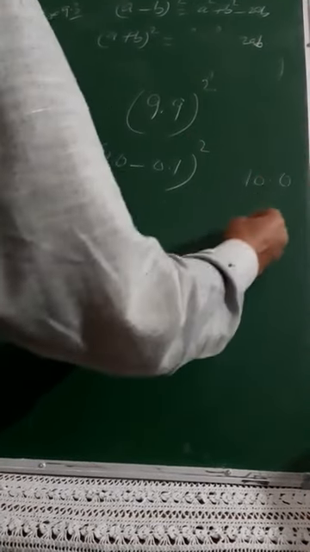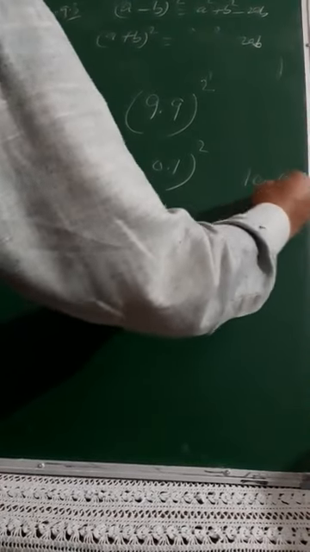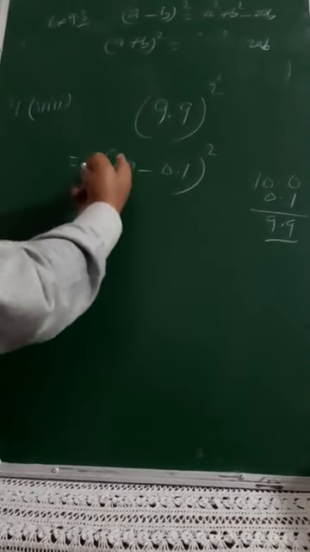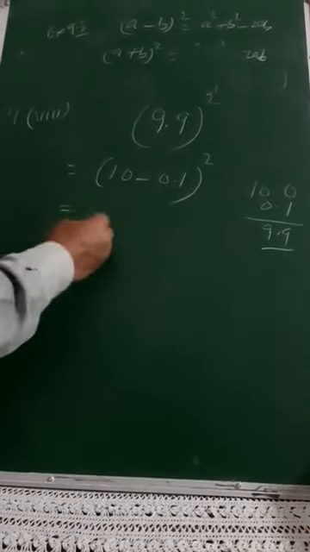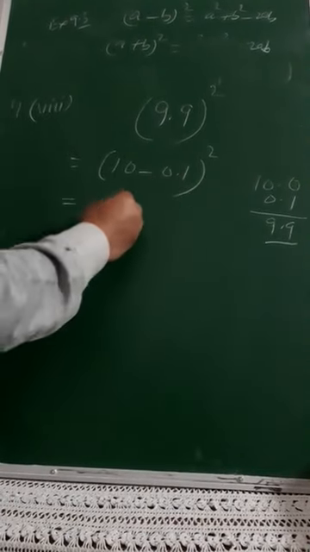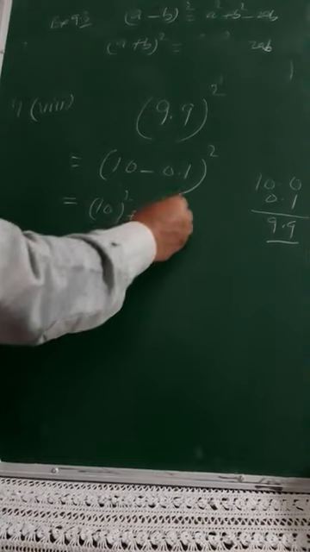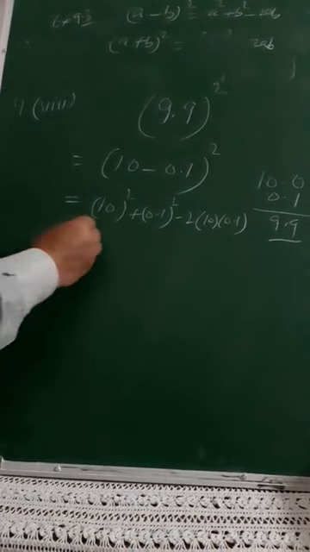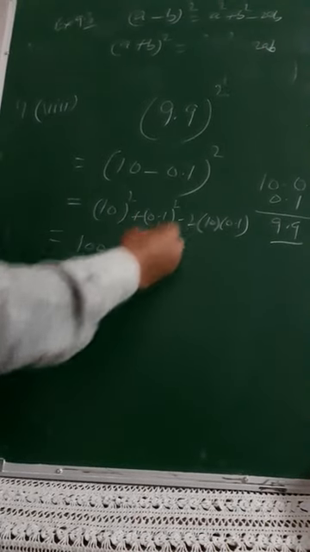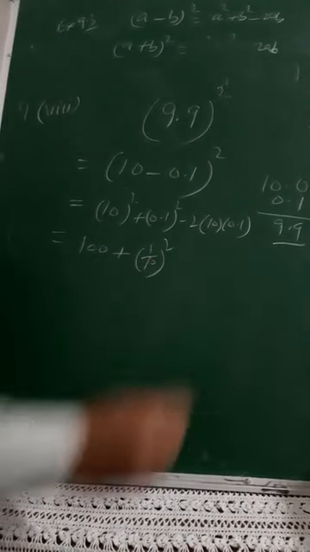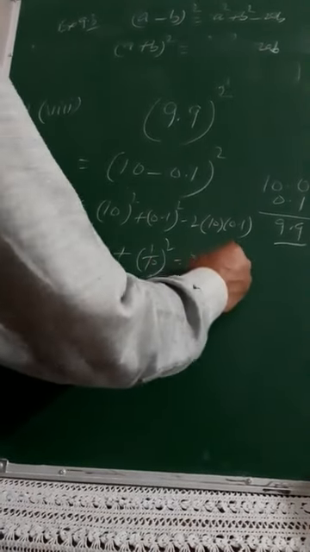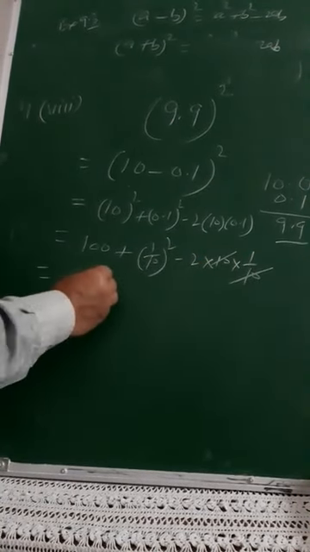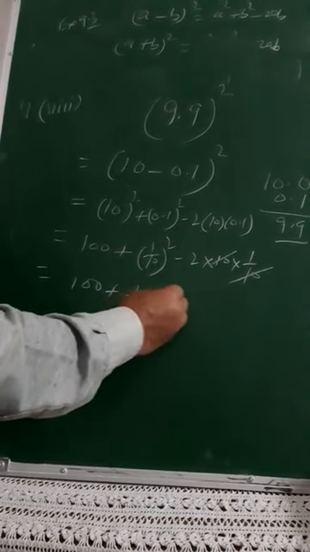If I take 10.0, and from that I subtract 0.1, definitely this will make it 9.9. So I will split it in terms of (10 minus 0.1) whole square. So (a minus b) whole square is a square plus b square minus 2ab. So 10 square is 100 plus 0.1 square. If you are not comfortable with decimals, you just convert it like this. Minus 2 into 10 into 1 upon 10, so the 10 will go off here. So here you are getting 100 plus 1 upon 100 minus 2.